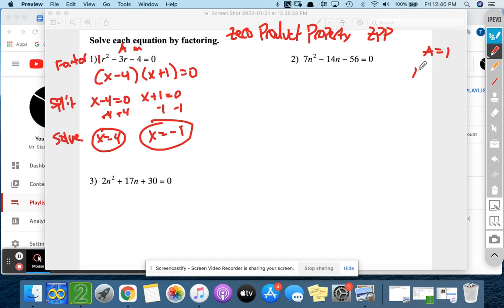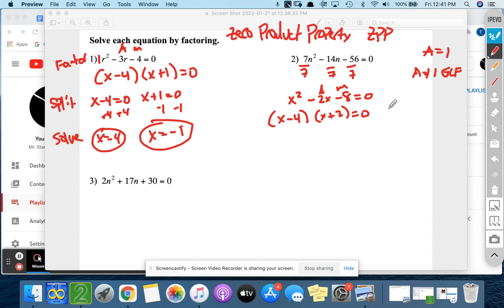Now, in the next one, a is not 1, but there is a GCF. So if we take a look, this 7 is not a 1. But maybe I can divide everything by 7 and simplify my problem, in which case I can. So the problem I'm going to factor is this one right here, x squared minus 2x minus 8. So now, because it's a 1 in front, I can look for numbers that add and multiply. So the two numbers that get me there are -4 and +2. And so it's factored. Now I split it and I'll solve it.